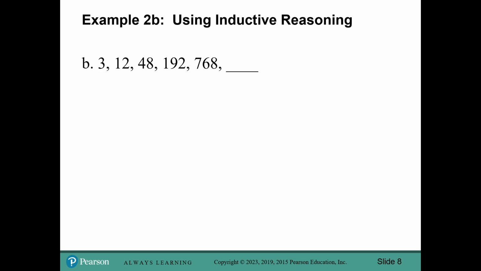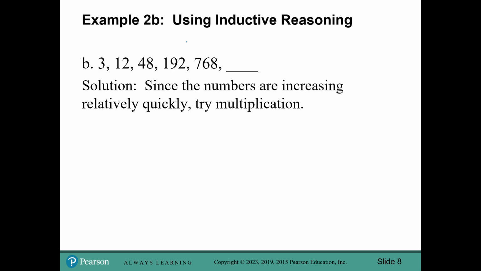Now, let's use inductive reasoning for part B. Here, we're going from 3 to 12, but now we are going from 12 to 48, and from 48 to 192, and from 192 to 768. So, we are no longer adding by a constant here. There is clearly something else going on. Since the numbers are increasing relatively quickly, we might try some form of multiplication. Well, what form of multiplication can we look at?